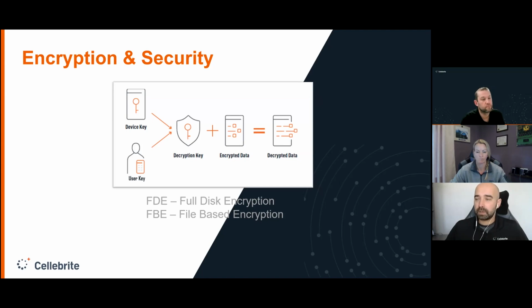When it comes to decrypting device data, there's always going to be a device key and the user key, which is generally the password, PIN, pattern, or alphanumeric, whichever type of password it is. Those put together become the decryption key. You add that to the encrypted data that's on the device, and it gives you the decrypted data.